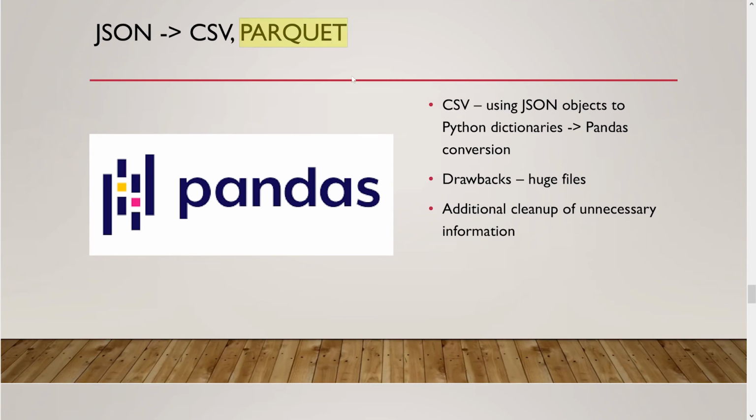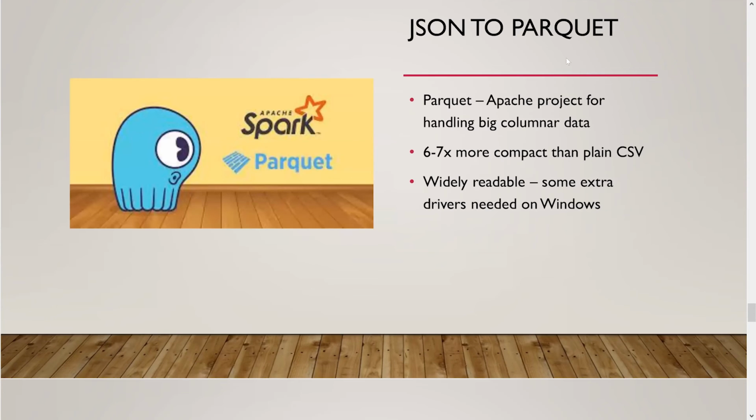So I am slowly migrating to storing not only CSV but also Parquet. This is an Apache project for handling big columnar data. It's about 6-7 times more compact than CSV. The only issue is, well, it is an open source project. Apache is a big organization which supports various projects, but you need some drivers to read them on Windows, for example. You can't just open them like CSV. The end result, you can think of it as a zipped CSV, but with some extras, right? So you need some drivers if you need to work with it. Of course, we keep both CSV and Parquet formats.